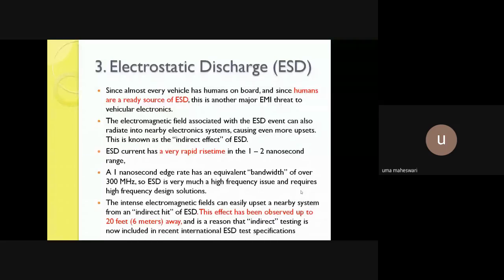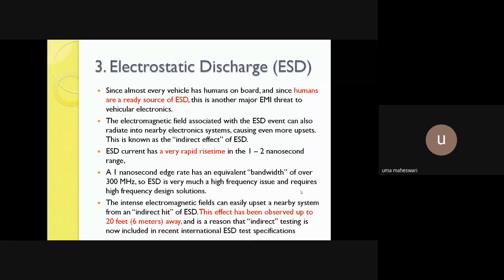The third is electrostatic discharge. There is an imbalance between negative and positive charges. Humans are the main source of ESD. If a human with high ESD assembles the product, the charge will be transferred to it. So the immunity for ESD has to be taken care of by the industry. The direct or indirect effects are significant with ESD. Within very low nanoseconds, there will be a very rapid rise time of the ESD current, so it has to be taken care of.